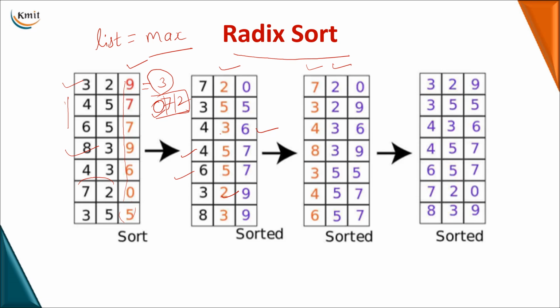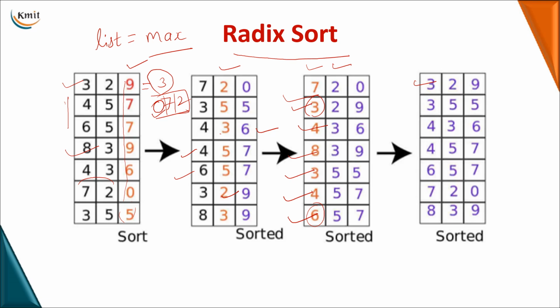When I see the first digit, which value comes first? The 3 value. So it is 329 followed by 355. Next is 436. Next is 457. Next is 657 because the digit here is 6. And when I'm concentrating on a single digit, you move the total number. Next is 720, and the last value is 839. So this is the normal procedure for performing Radix sort.